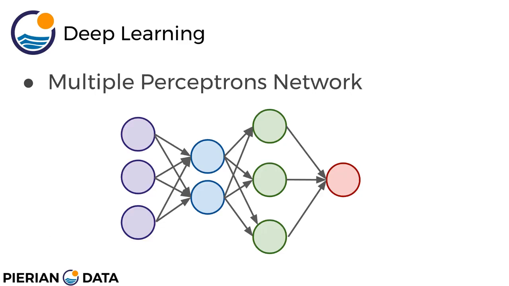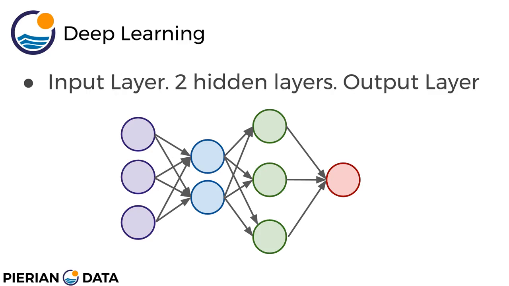So what does a multiple perceptrons network actually look like? Well, essentially it looks like this. Here we can see that we have various layers of single perceptrons connected to each other through their inputs and outputs. In this case, we have an input layer all the way on the left, which is purple. We have two hidden layers, and hidden layers are the layers that are in between the input layer and all the way on the right, that output layer.